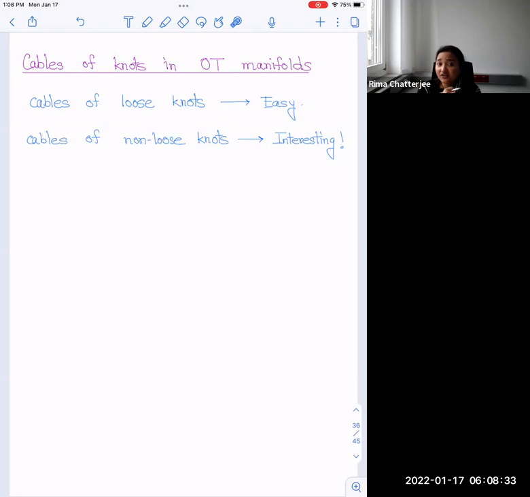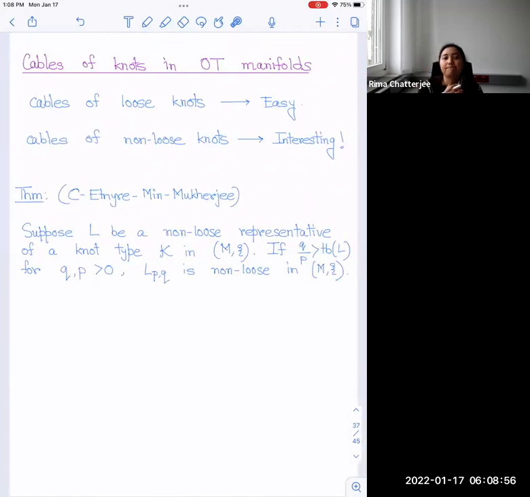Why? Because there are non-loose knots where the cables of those non-loose knots become loose. So that's why this is a difficult and interesting problem: to see exactly what conditions force the cables of a non-loose knot to remain non-loose. So this is our first theorem. It tells us that if you have a non-loose representative of a knot type in any overtwisted contact manifold, as long as the cabling slope q/p is greater than the Thurston-Bennequin number of that knot, for q and p both positive, then the cable is also non-loose in the same contact structure. So the relationship between the TB and the cabling slope is the condition here.